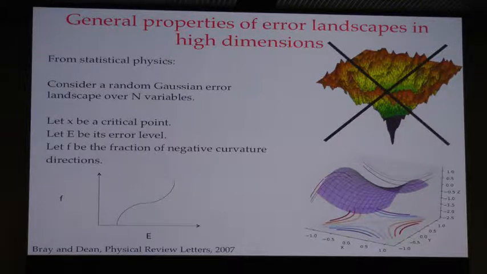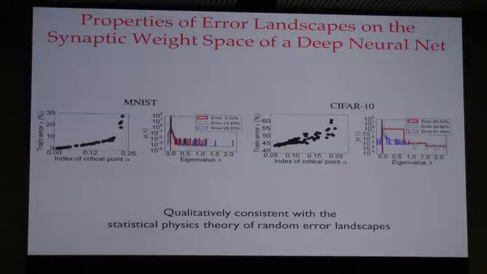This kind of just started when Yoshua invited me to come and give a talk in Montreal. So we tested exactly this. We used Newton's method to search for critical points, and Newton's method gets attracted to critical points of any index. This is the fraction of negative eigenvalues, and this is the error level. This is the error landscape over a deep neural network exposed to training data from MNIST. And this is for a deep neural network with CIFAR-10 training data, a classification problem. And you see that there is this monotonically increasing curve.